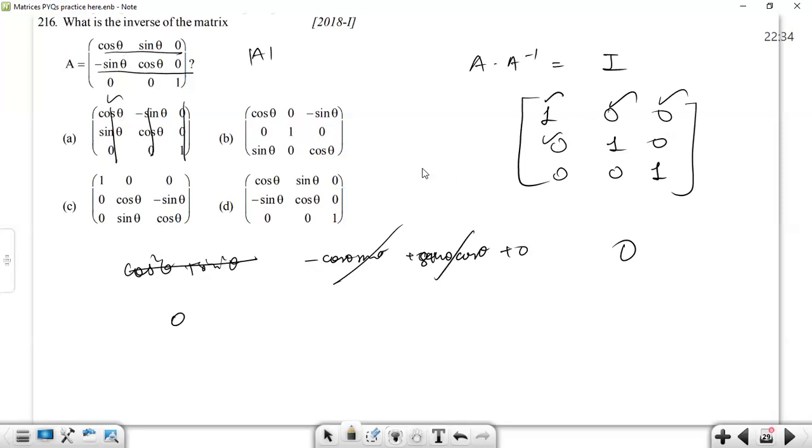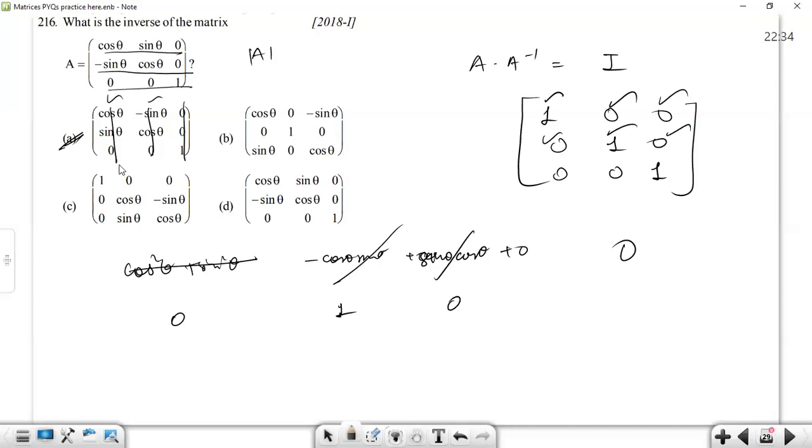Okay, great. Now let's check second row and second column. Minus sin theta into minus sin theta, so sin square theta plus cos square theta plus 0. So this will also become 1. Great, this is the confirmation. This must be the answer. Let's see second row, third column: 0 into 0, 0 into 0, 0 into minus sin theta, 0 into cos theta, 0 into 0, 1 into 0. So this is 0.